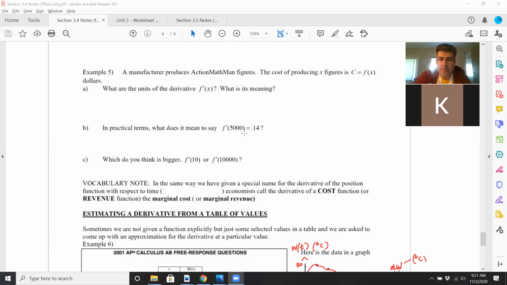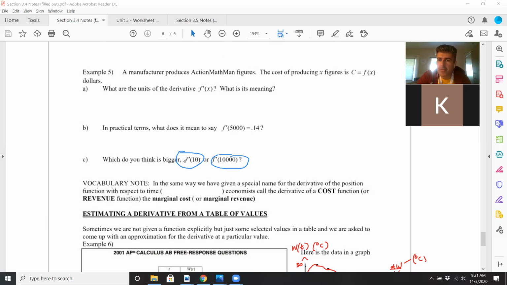And then this would just mean that if you make 5,000 items, the cost per item is 14 cents, I guess. And then which one do you think would be a bigger value? My thinking is that the bigger value would be f prime of 10, because I'd assume that if you're only making 10 items and you have all these other fixed costs like your rent and whatnot, that's going to just cost you more per item. Whereas as you're making more items, the cost goes down.